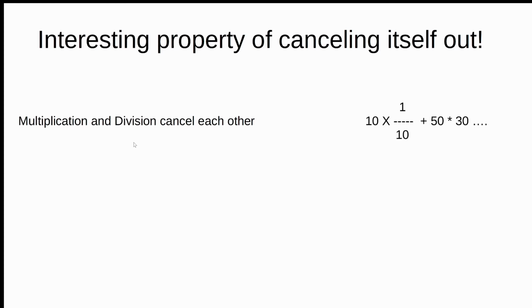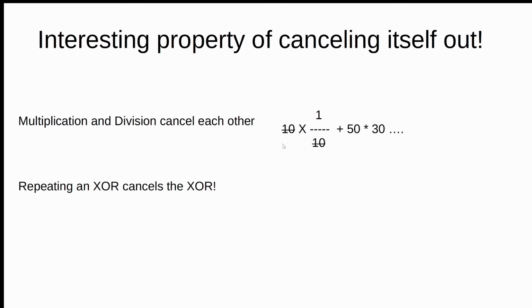So XOR has a very interesting property of canceling itself out. So for example, multiplication and division cancel each other out, or addition and subtraction. So here we see 10 times 1/10, so a tenth, plus then some additional work. Well, we all know these two cancel, so the 10 and the 1/10 will cancel, which is what you're seeing in this terrible animation, and the term disappears.